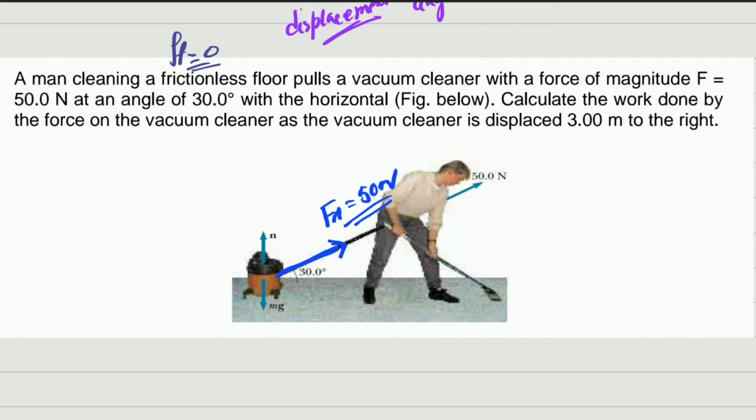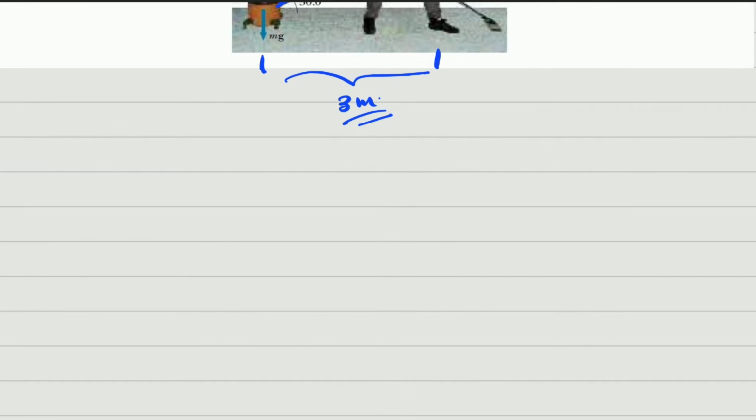Now, calculate the work done by the force on the vacuum cleaner, as the vacuum cleaner is displaced 3 meters. So the vacuum cleaner is going to move from this point to another point at a distance of 3 meters. That is going to be the displacement of the vacuum. In this work, we are always going to try to do the free body diagram of the object, and we are going to include the x-axis and the y-axis. This x-axis will be the displacement of the object, because we need to know angles here.